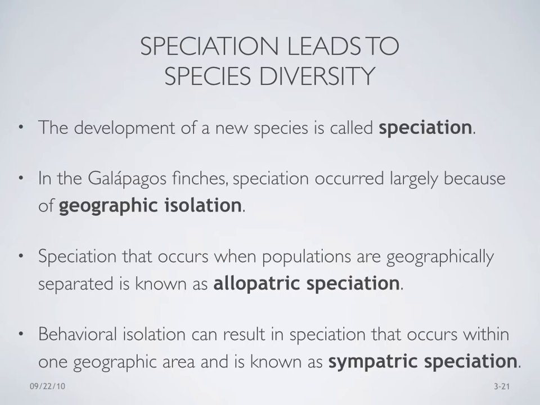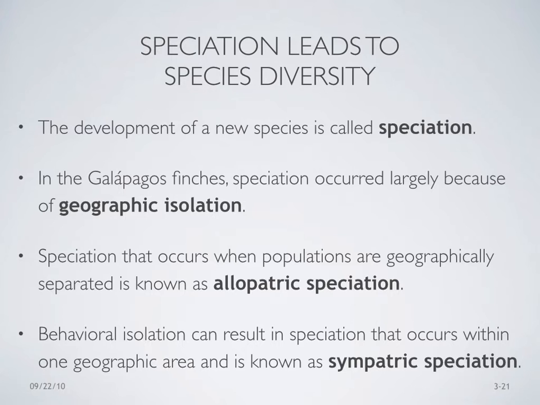As a population becomes more adapted to its ecological niche, it may develop specialized or distinctive traits that eventually differentiate it entirely from its biological cousins. The development of new species is called speciation. In the Galapagos finches, speciation occurred largely because of geographic isolation. The islands are far enough apart that in many cases populations were genetically isolated. They couldn't interbreed with populations on other islands.